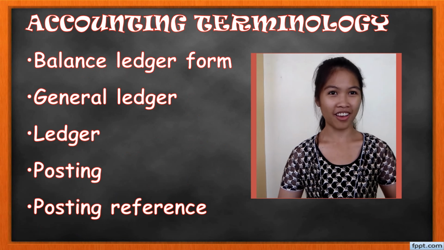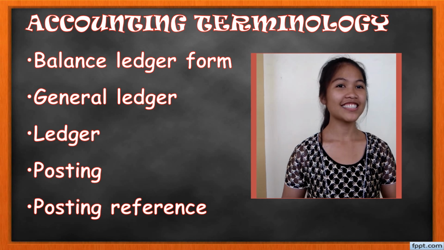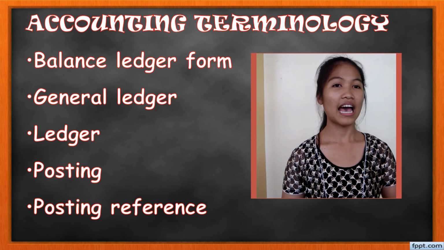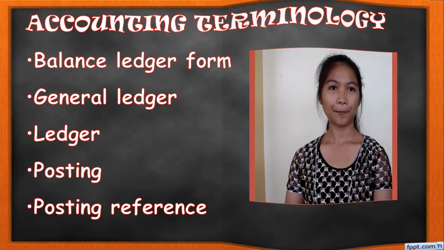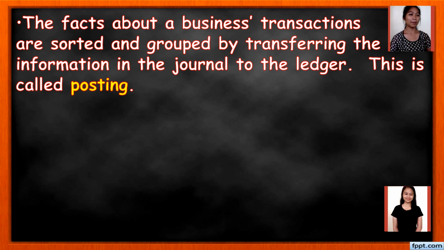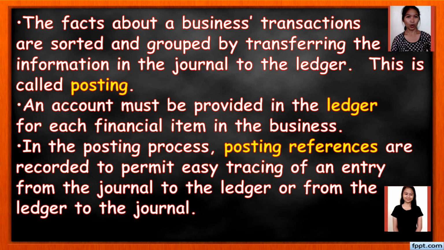In this video, you have learned the following accounting terminology. First, balance ledger form. Second, general ledger. Third, ledger. Fourth, posting. And the last one is posting references. And now, we will do the recap. The facts about business transactions are sorted and grouped by transferring the information in the journal to the ledger. This is called posting. An account must be provided in the ledger for each financial item in the business.